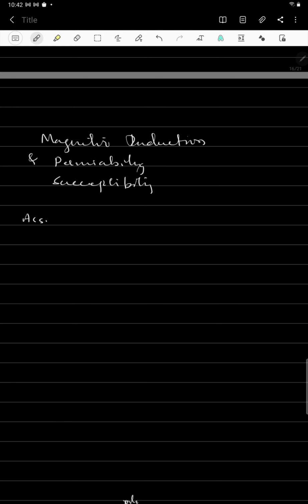So I will give the assignment question. That is: what is magnetic potential, and derive the magnetic potential energy due to a dipole.